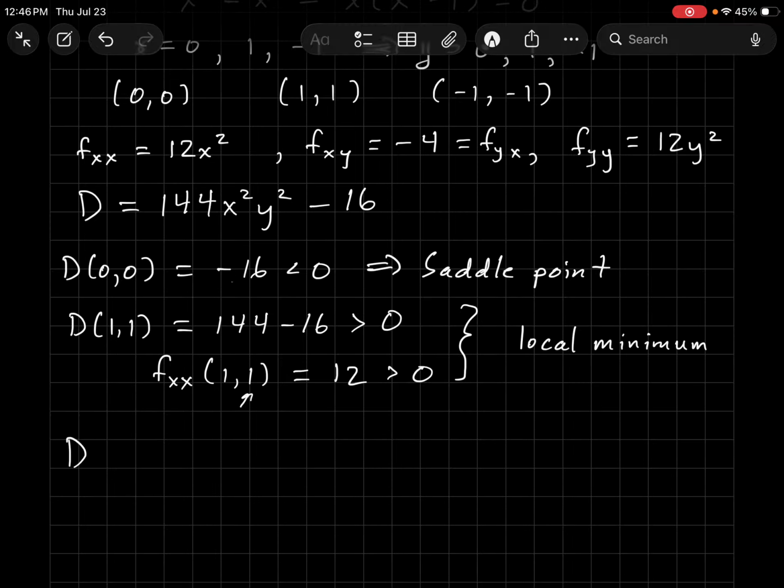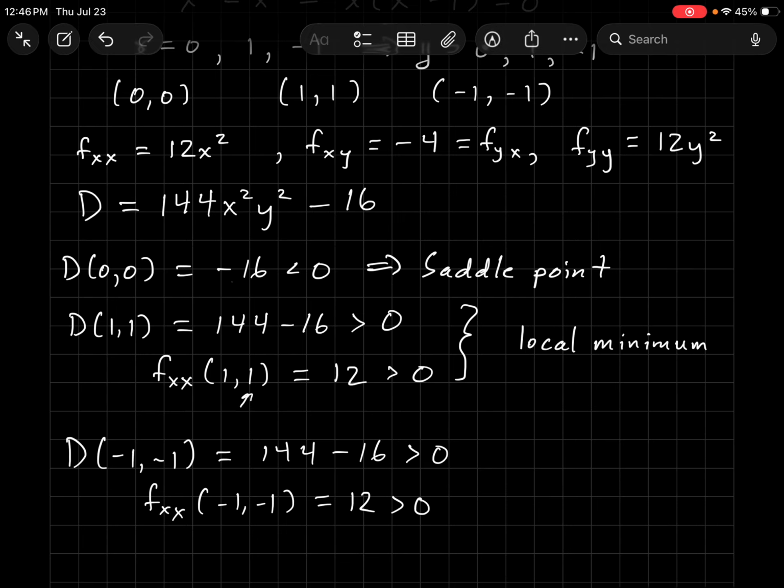And finally, D at (negative 1, negative 1). If we plug that in, we get 144 minus 16 again, which is positive. So we need to do more work and find f_xx at (negative 1, negative 1). Again, the y is not necessary. And this once again gives us 12, which is positive. So again, at (negative 1, negative 1), there will be a local minimum.